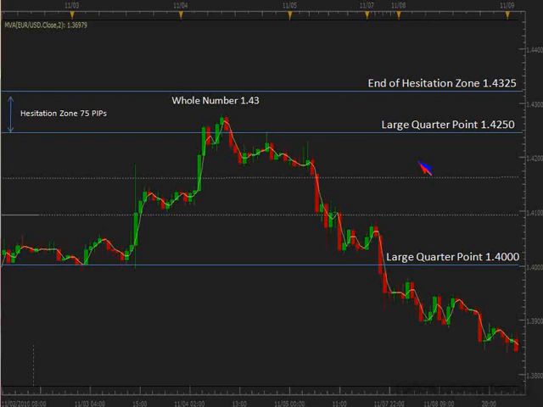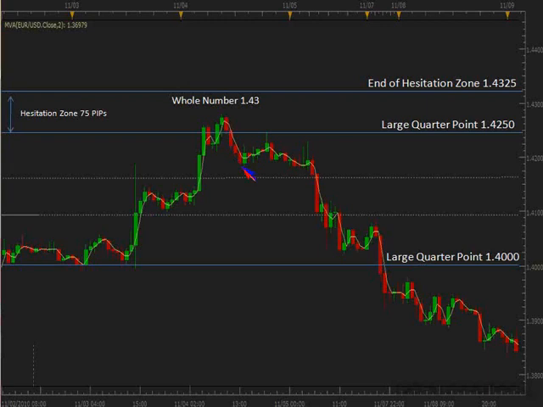This is the 60-minute chart, by the way, of the euro-dollar pair. This is the hesitation zone. The hesitation zone is a range of 75 pips, either above or below a large quarter point. If prices are moving above a large quarter point, then we pay attention to the hesitation zone above that large quarter point. If prices break below a large quarter point, then we pay attention to the 75 pips hesitation zone below it. And I will show you the dual hesitation zone play that we witnessed in recent days with the pound-dollar pair in just a few minutes.